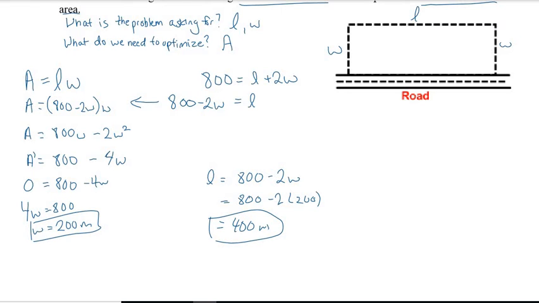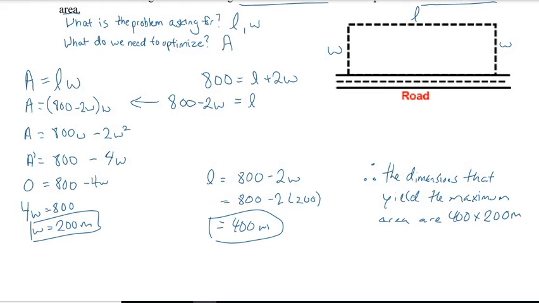So now we've found the length and the width, so we've found everything that the problem is looking for, and we can conclude. Therefore, the dimensions that yield the maximum area are 400 by 200 meters. And it's kind of implied, but just to be safe, I'm going to specify that the first one is the length and the second one's the width.